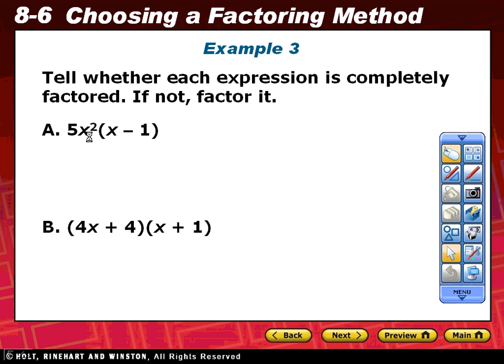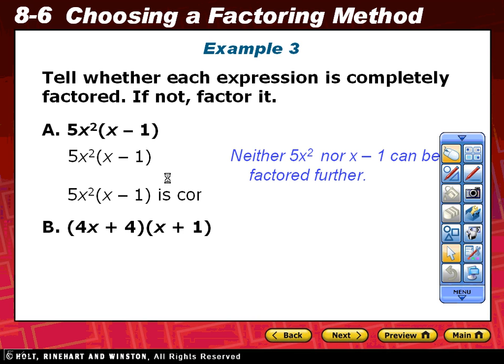Alright, again, asking whether or not these are completely factored. Well, for A, 5x squared times the quantity x minus 1. Other than just a 1, I can't factor anything out of x and 1. So this one is completely factored.